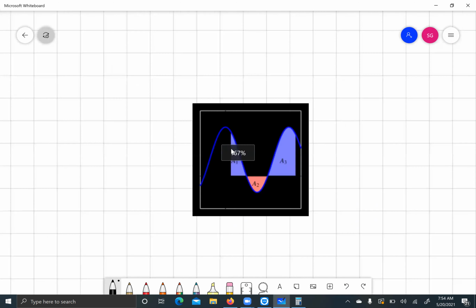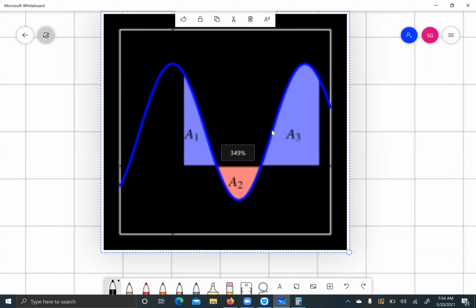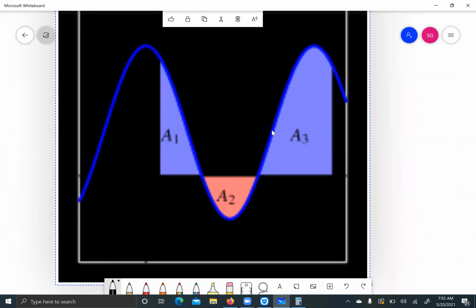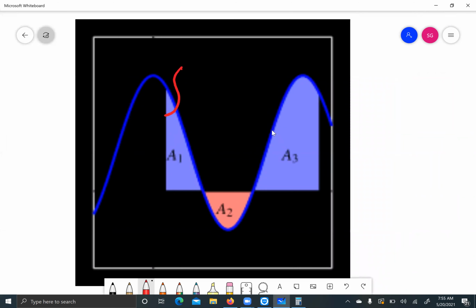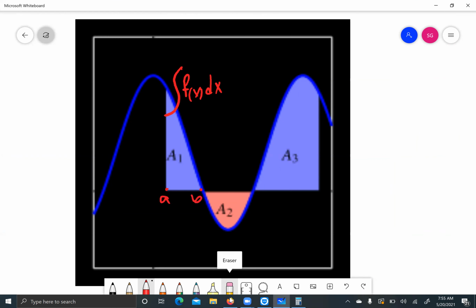Yeah, no, it worked. Okay, so this one, A1, the coloring is not good, but I'll try to explain it. A1 is the integral of f of x with respect to x from here to here, which is a to b. This is a, this is b. So A1 is the integral of f of x with respect to x from a to b. A2 is the integral.